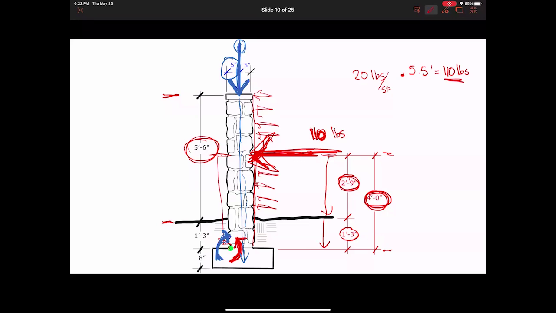Anyhow, we're going to take that 110 pounds and multiply it by the distance between it and our point of rotation, which is right here. And so we get 110 pounds, and we're going to multiply that by 4 feet, and we get 440 foot-pounds.